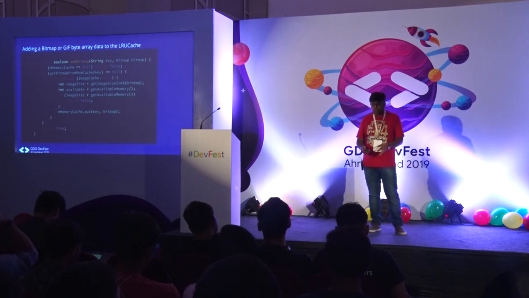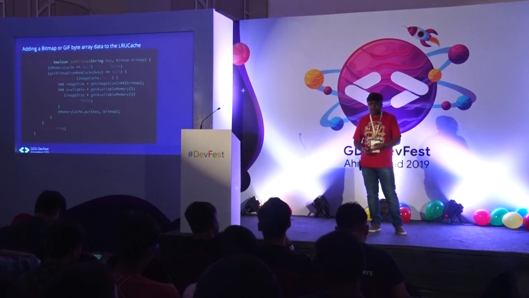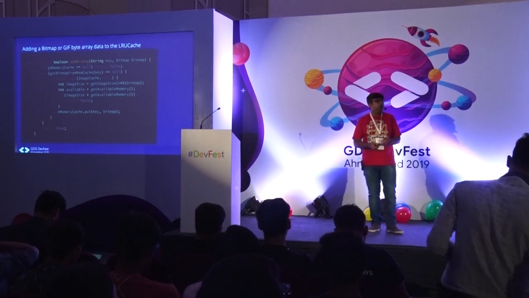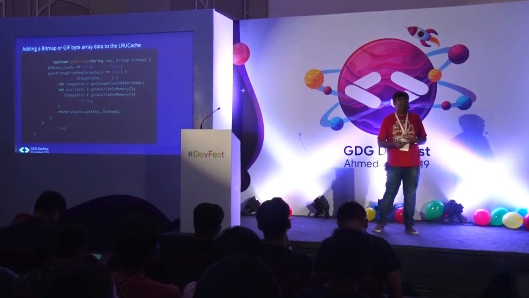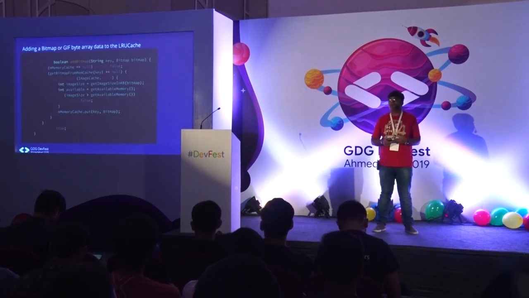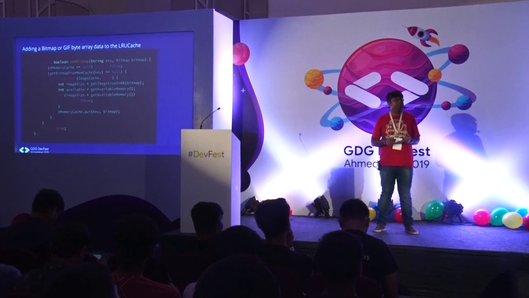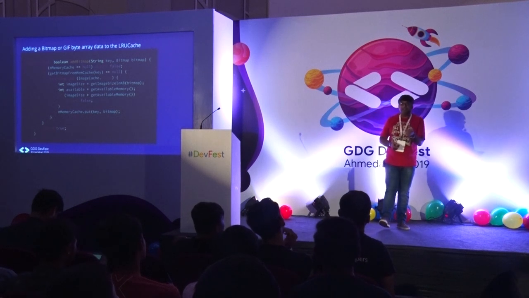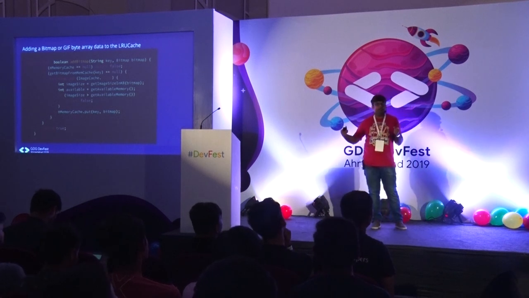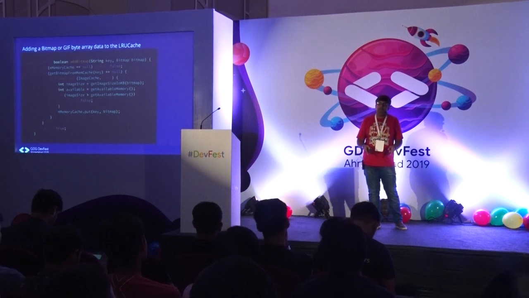Now, how would you do it for GIFs? Because LRU cache supports bitmaps, you can easily store images. How do you do it for GIFs? Any idea? What are GIFs? No, don't give me the full form of it, please. At the basic level, a GIF is just byte data of the image. So you can convert a GIF into a byte array and then store that byte array in the cache.